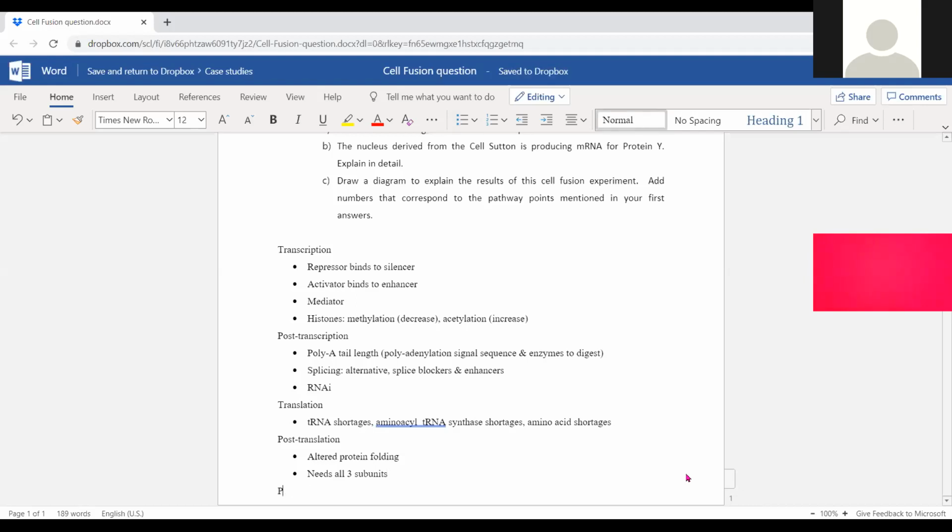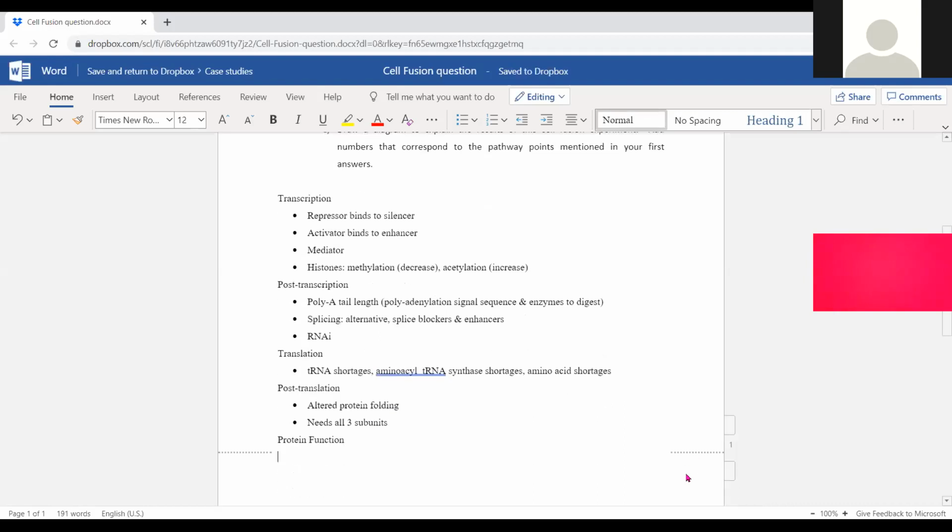There's also the last step about protein function, that you can have degradation of the protein, and you can have feedback inhibition. So this is pretty similar to, I think it is figure 17.1 in the book, the picture that shows all the different ways we can turn things on and turn things off for gene expression.